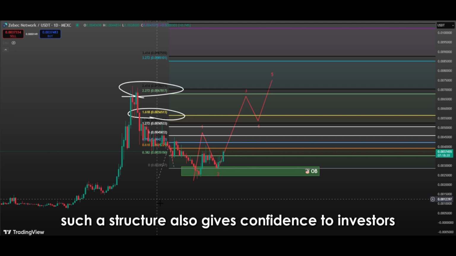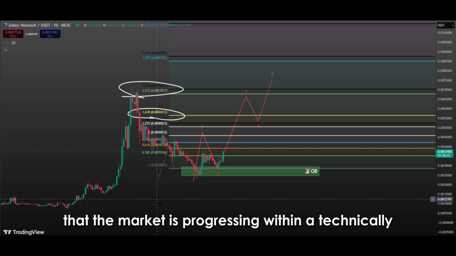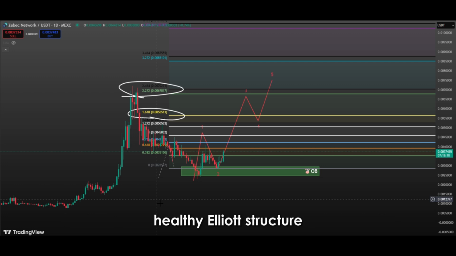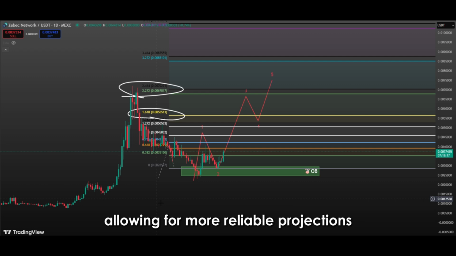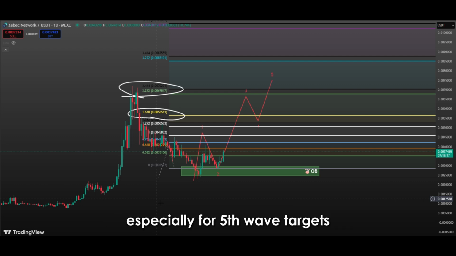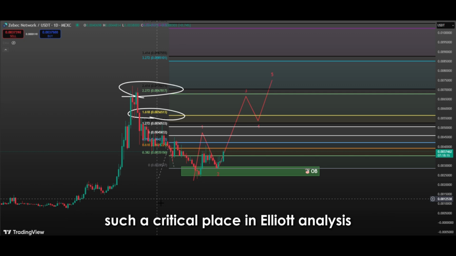Such a structure also gives confidence to investors because a successfully formed third wave indicates that the market is progressing within a technically healthy Elliott structure. This increases the predictability of subsequent waves, allowing for more reliable projections, especially for fifth wave targets. All these factors highlight why the third wave holds such a critical place in Elliott analysis.